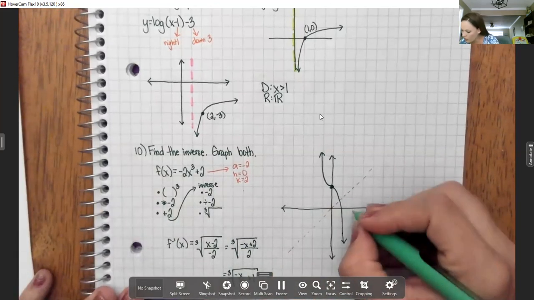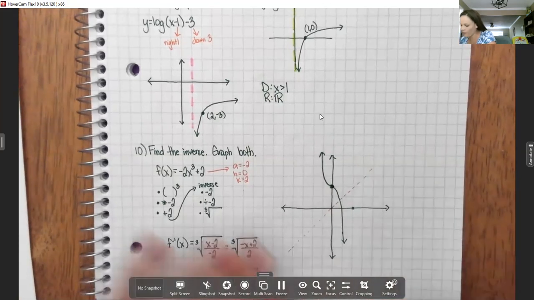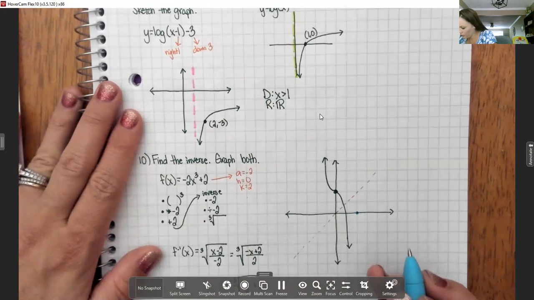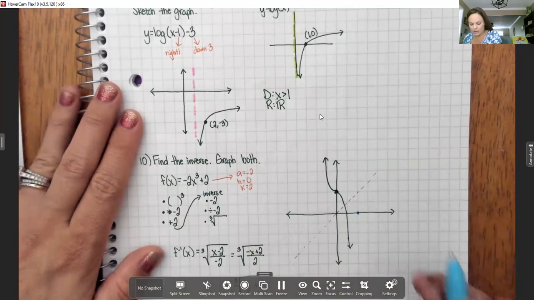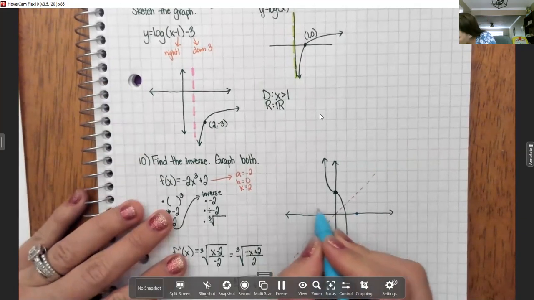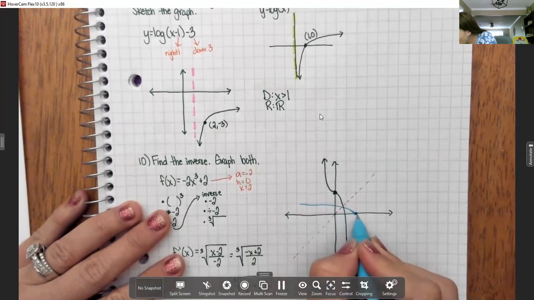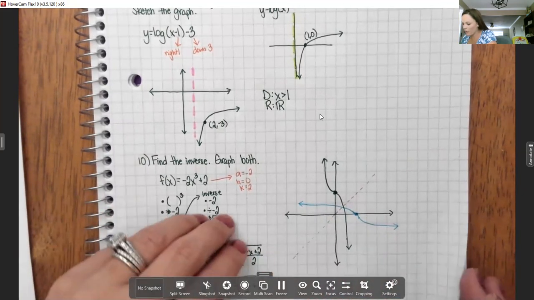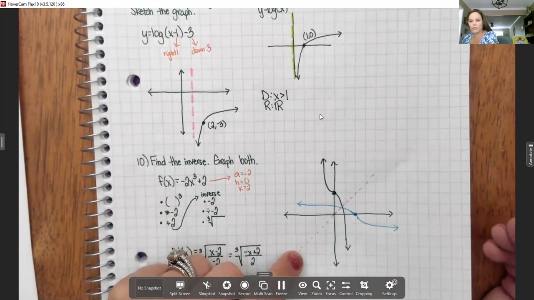So that point (0, 2) becomes (2, 0). And this one, let's see, goes like that. Remember, if you fold it on that line, you would see that they would match up.